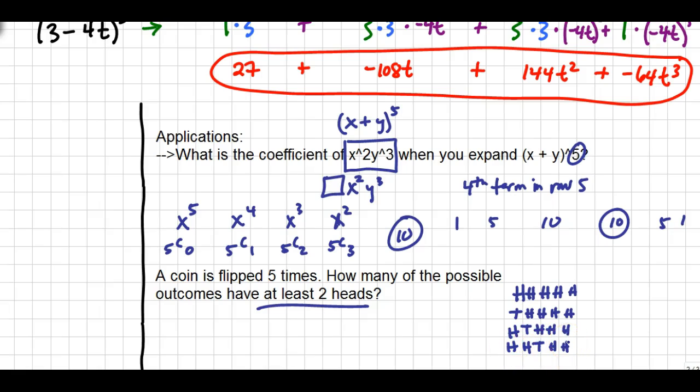And I know for a lot of students making that list was super tedious, so I want to show you how you can use the binomial theorem to help you answer that question. And actually, let's leave that there.